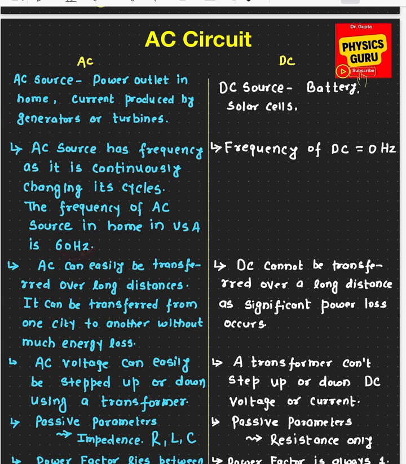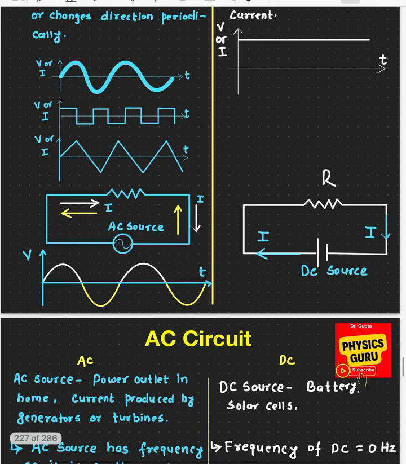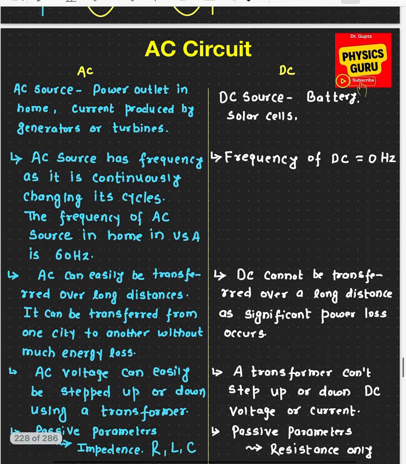So what does this mean? In 1 second, it makes 60 complete cycles. One cycle, for example, will be this, that's one complete cycle. The voltage from a power outlet in the USA will change 60 times, or make 60 complete cycles. That's what we call the frequency.